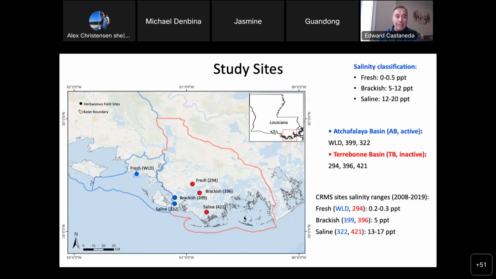As Robert mentioned, we have 6 sites across the Atchafalaya and Terrebonne Basin. The Atchafalaya is the active delta, and the Terrebonne the inactive delta. The sites that you see in blue and in red are along a salinity gradient from freshwater to brackish and saline. Our sites are located close to the CRMS station that you see, the number right there. 5 of our sites are part of the CRMS station, except the Wax Lake Delta in Mike Island, that is not a CRMS station.